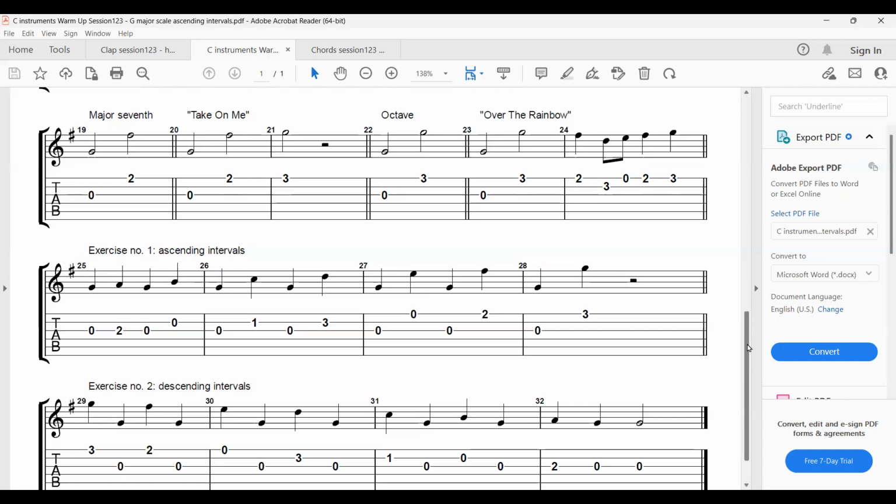You see how it resolves there? Tension release. 1, 2, 3, 4. Take on me. One more time. 1, 2, 3, 4.